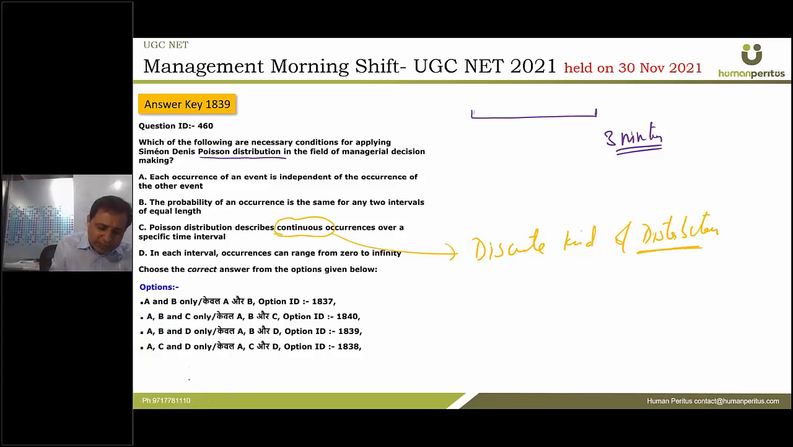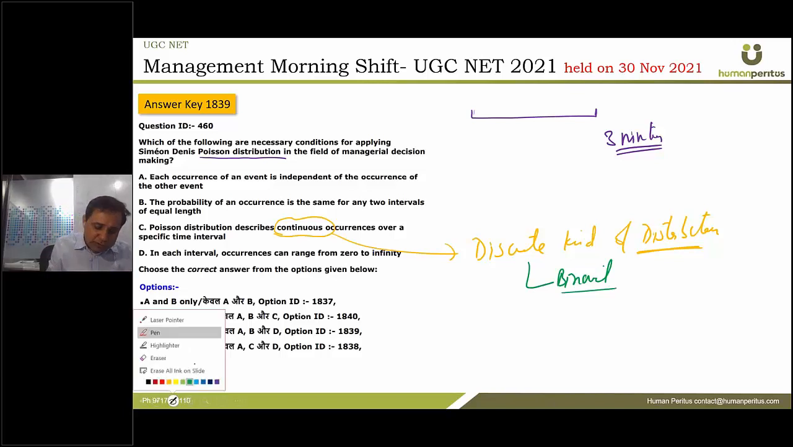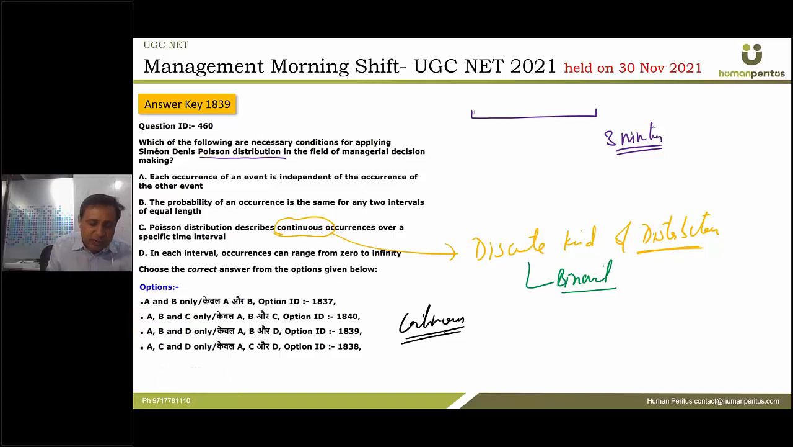Which is the other discrete kind? For example, binomial is also a discrete kind of distribution. Now there are two discrete, which are binomial and Poisson. Similarly, there are two types of continuous distribution which we study, which are what? They are normal distribution and exponential distribution. Therefore, C is incorrect, and our correct answer should be A, B, and D, and therefore this is the correct option.